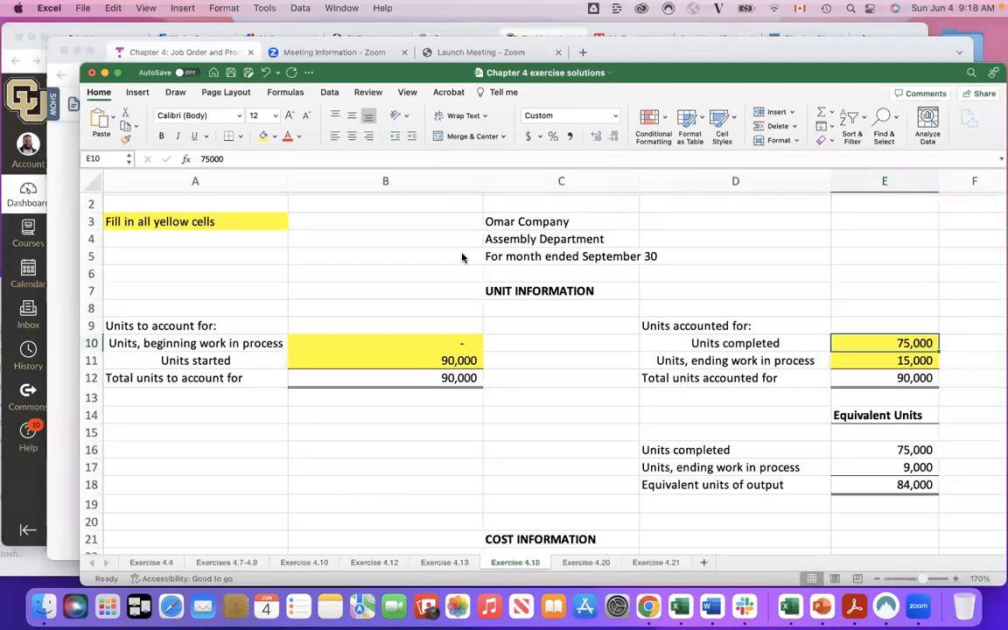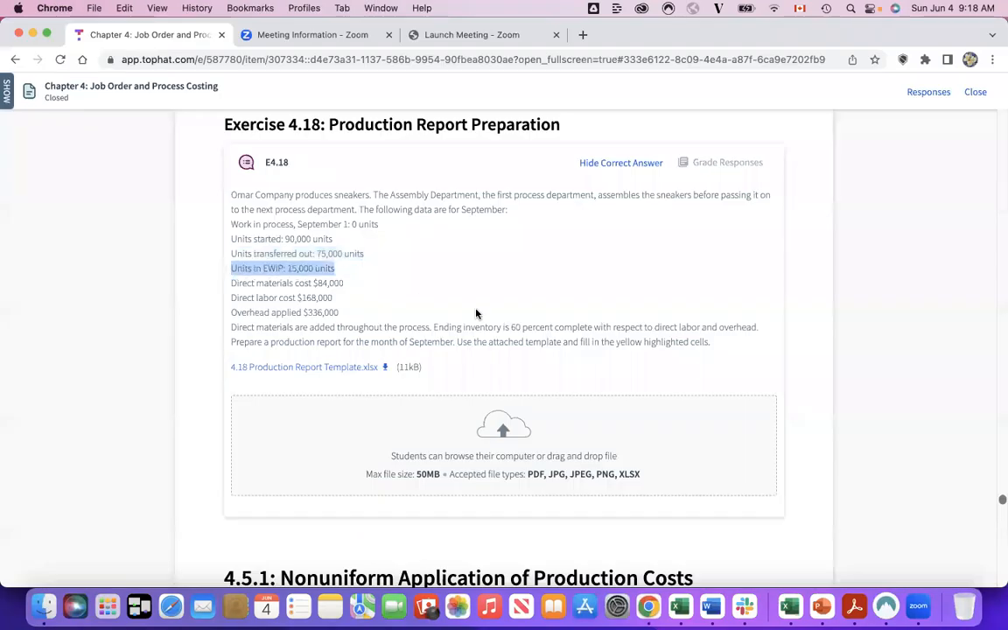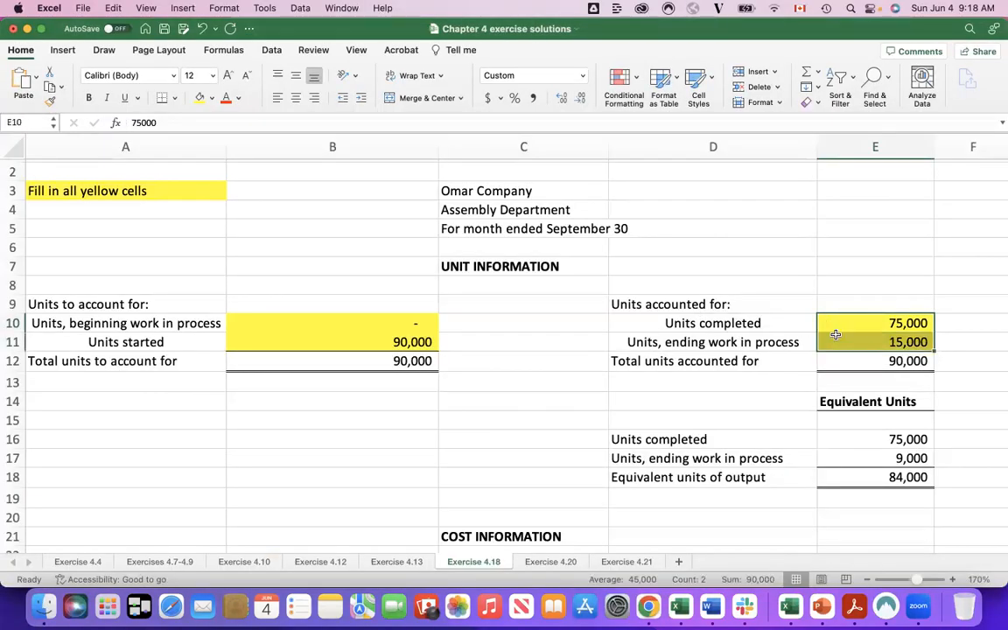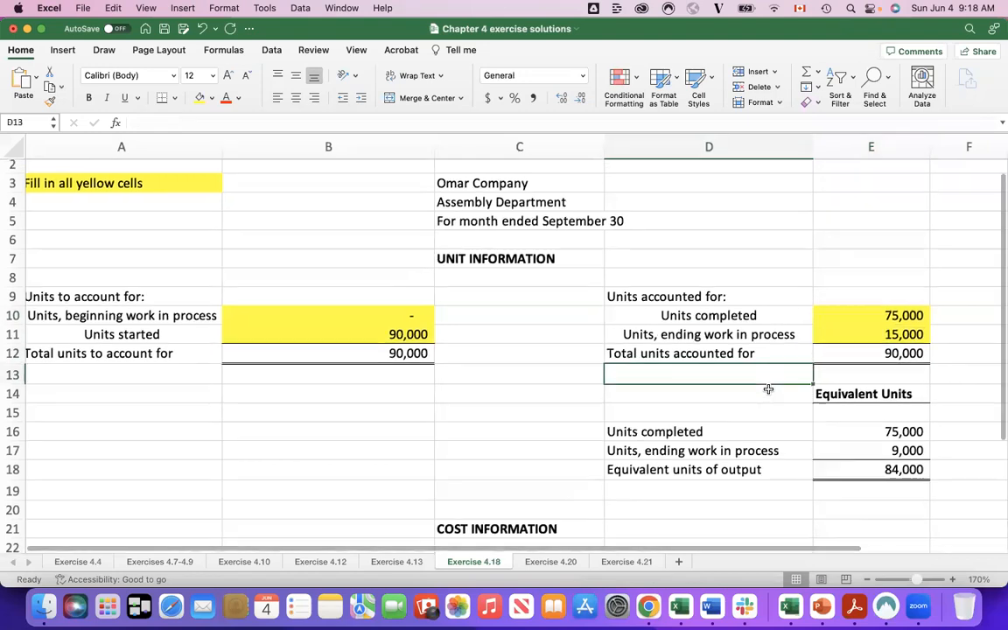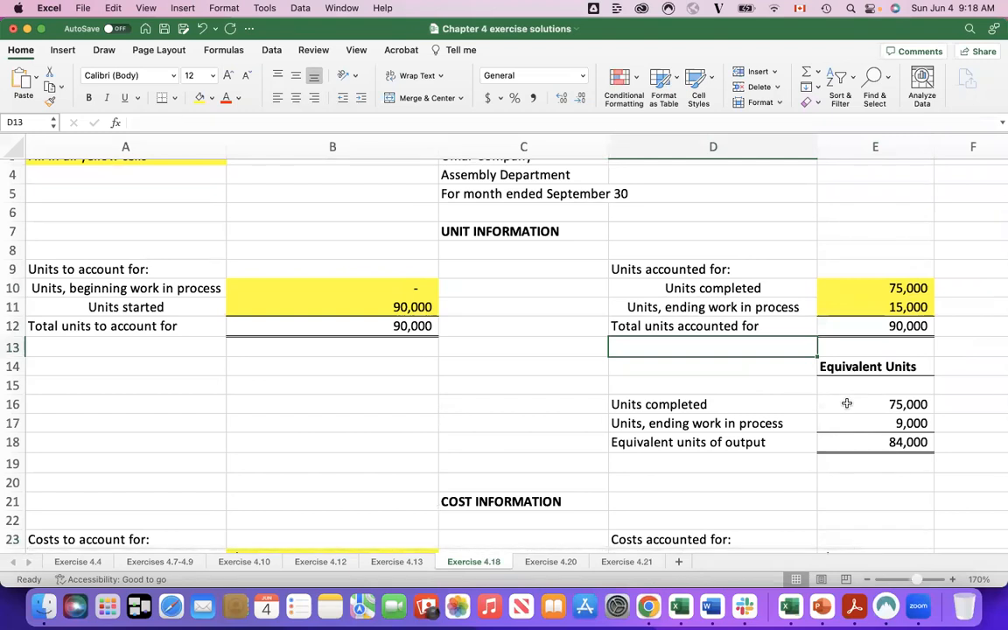We had 15,000 units in ending work in process based off of the information given. You add those up, lo and behold, we have accounted for all 90,000 units. If those two numbers did not match, then you haven't accounted for everything. You're missing something there. So that's the physical number. If I was to physically count, I would count 90,000 units pass through the assembly department. Now, that's not the entirety of the production report. We also have to figure out the equivalent units. Equivalent units, we said, is with respect to how far along the production process they are.